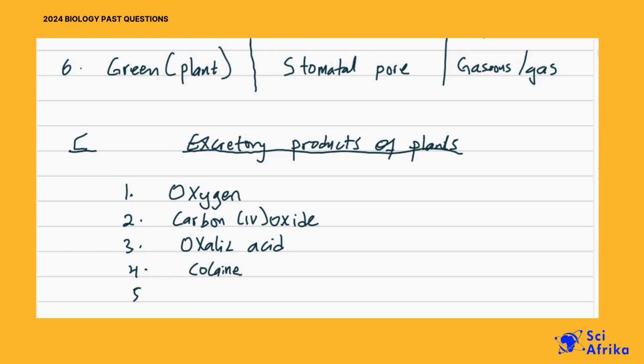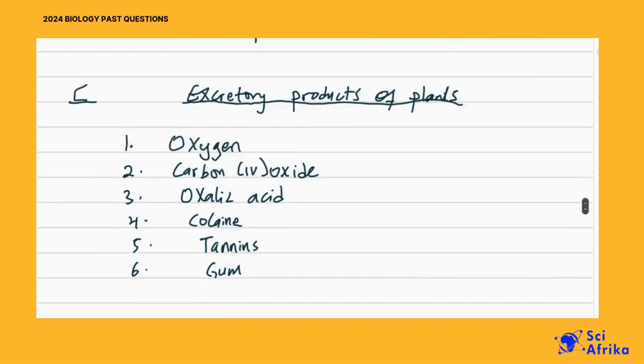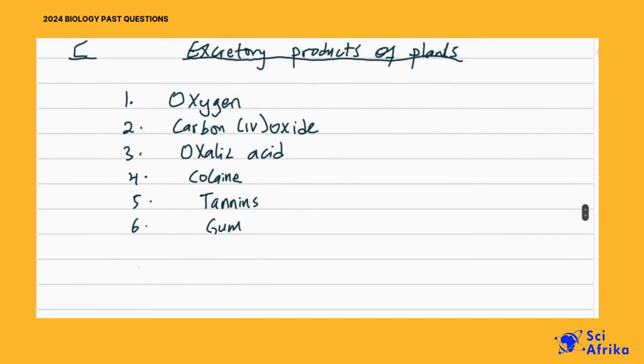Number 5, they give out tannins. Plants also give out gum. They give out latex during excretion. Depending on the plant, some plants actually give out a couple of these, but not all of them are given out by the same plant. Some plants give out gum, latex, and some gases.